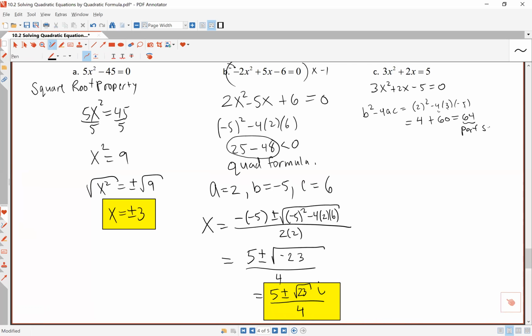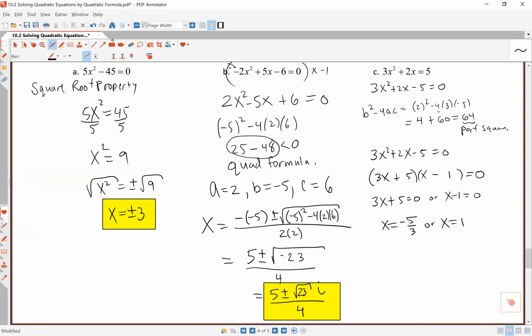Because that's a perfect square, that says that 3x squared plus 2x minus 5 is going to factor. So I just search around until I find these factors. This is going to be a -3x and a positive 5x. And so then I set 3x plus 5 equal to 0, or x minus 1 equal to 0. We get x equals -5/3, or x equals 1.